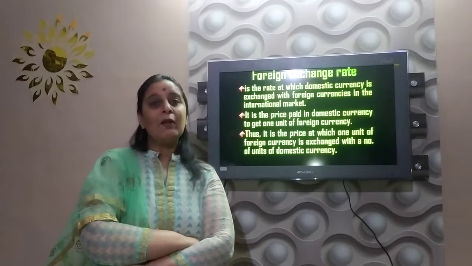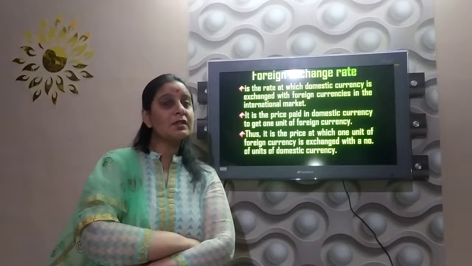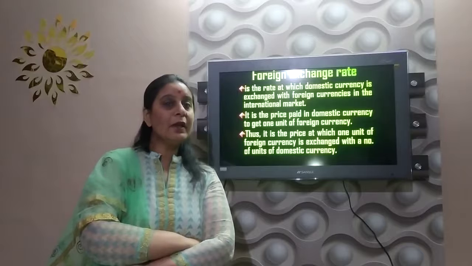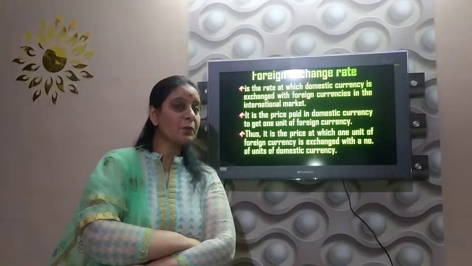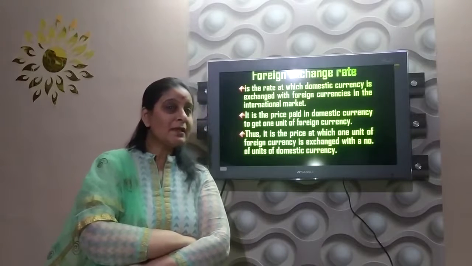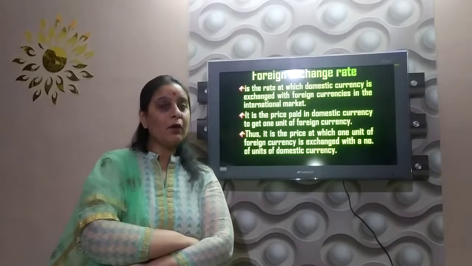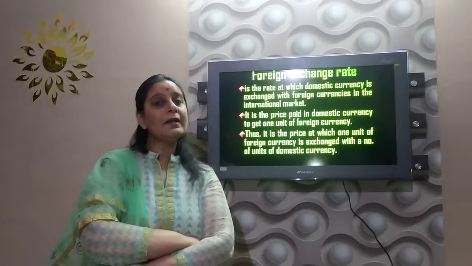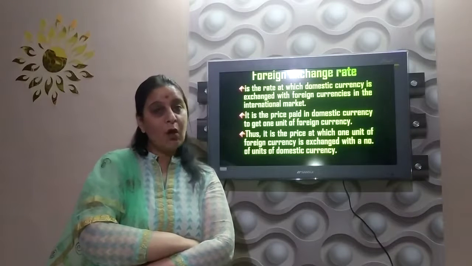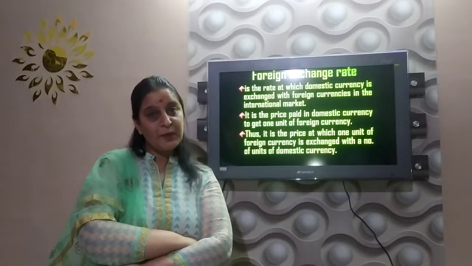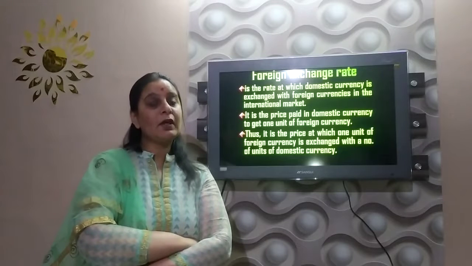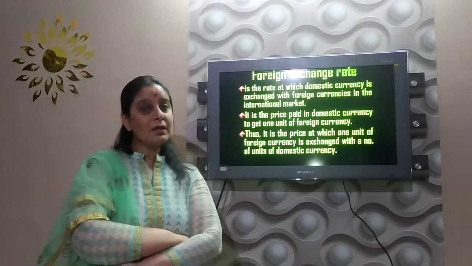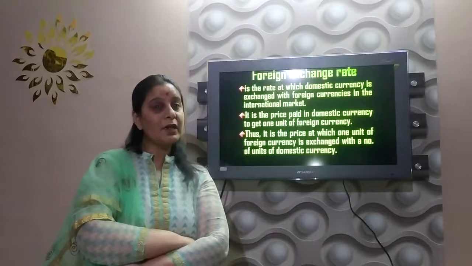Remember one thing, foreign exchange rate establishes the ratio of exchange between two currencies. For example, if I say $1 equals rupees 74, that means to obtain 1 unit of foreign currency, that is to obtain 1 unit of dollar, I need to pay 74 units of my domestic currency, that is rupee. So this is how the foreign exchange rate establishes the ratio between two currencies. Now, this is what you understood, what is foreign exchange rate.